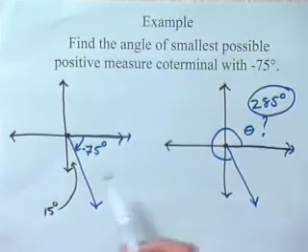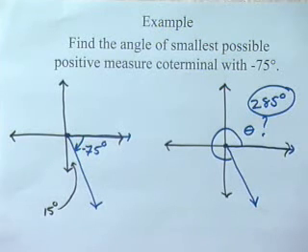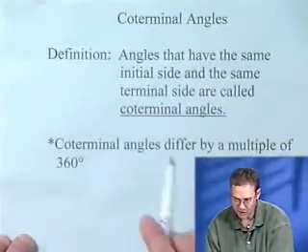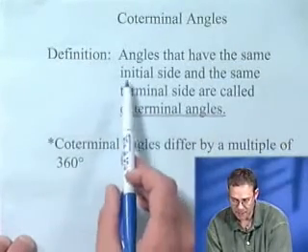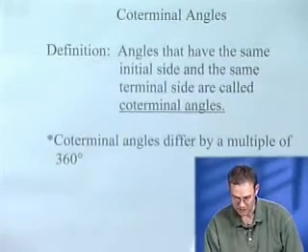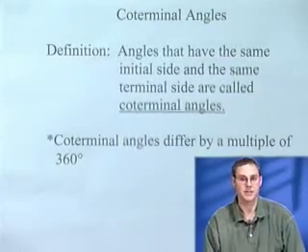And if we check, these are going to differ by 360 degrees. Okay, so not much to it. Just remember the definition. Okay, two coterminal angles are angles such that they have the same initial side and the same terminal side, and they will always differ by a multiple of 360 degrees.